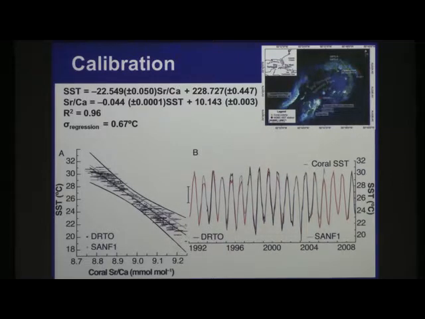Okay? Now, the next thing we want to do is, we've calibrated with local SST and then also with another temperature data set that's in Key West. We also want to assess that reconstruction for another interval.